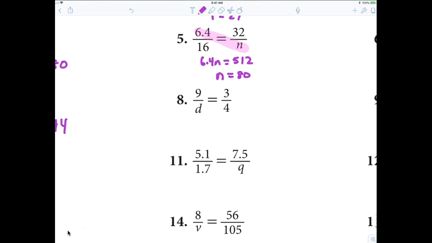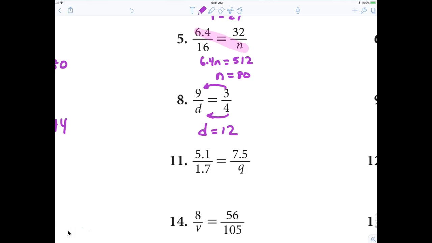Okay. Now, number 8. I think you should just be able to recognize what the answer is. Look up so I can show you what I'm talking about. All right. From 3 to 9, I'm just going to do what? Multiply by 3, right? So then over here, I'm going to multiply by 3. So I just would like you to see that has to be 12. So D equals 12.